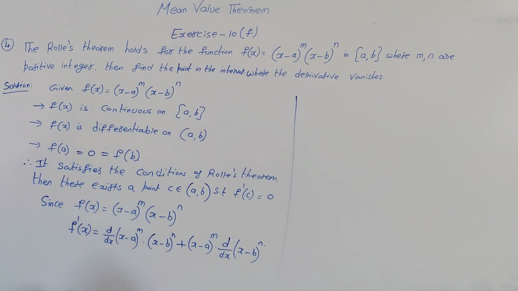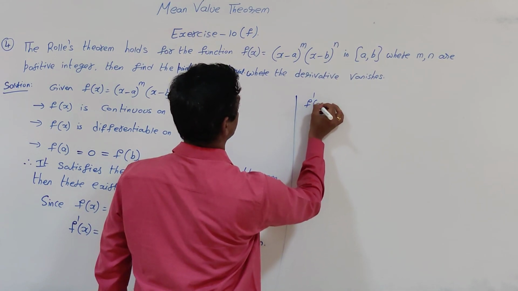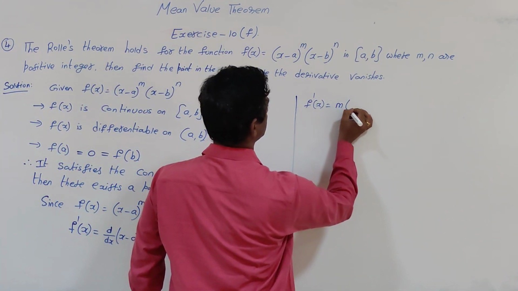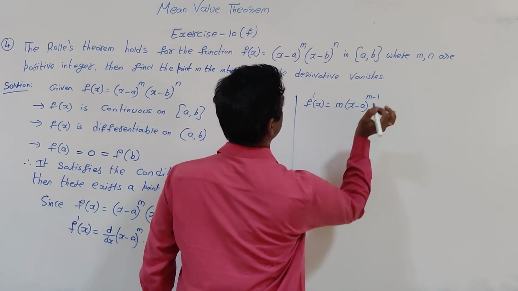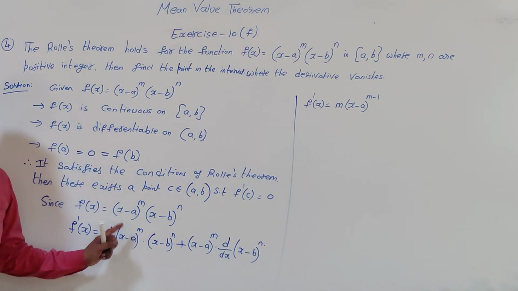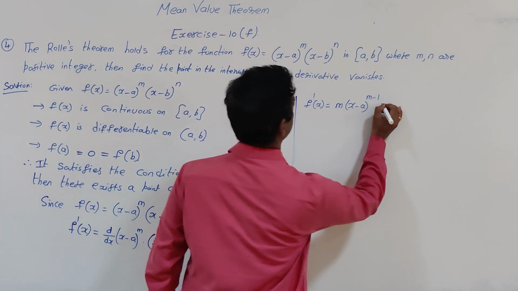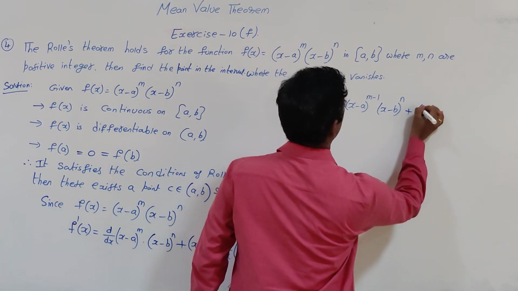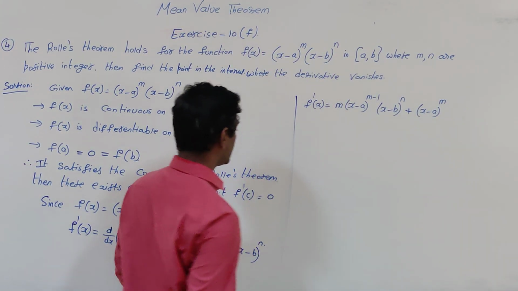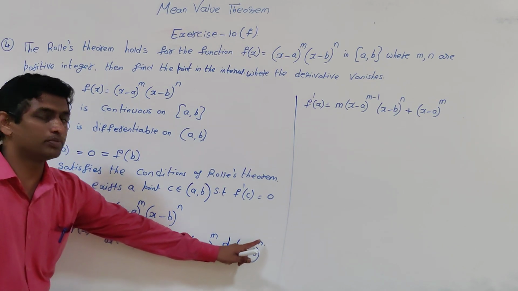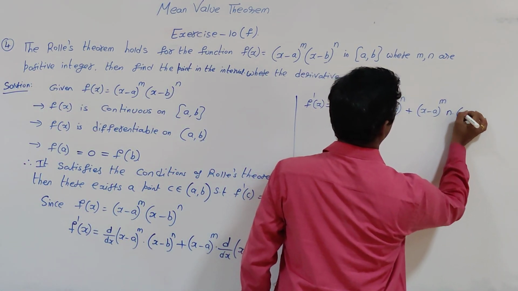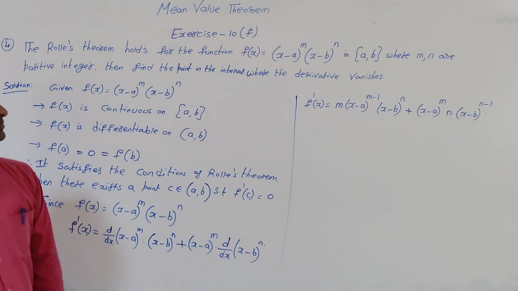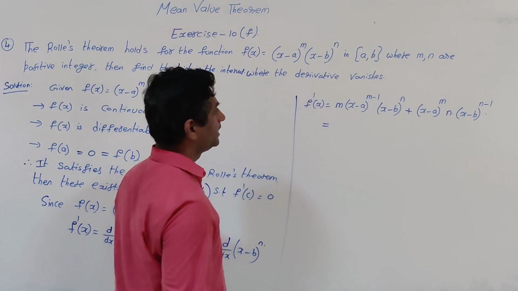Now, f dash of x is equal to the derivative of x minus a whole to the power of m, which gives m into x minus a whole to the power of m minus 1, into the derivative of x minus a, which is 1, and x minus b whole to the power of n as it is, plus x minus a whole to the power of m as it is, and the derivative of x minus b whole to the power of n gives n into x minus b whole to the power of n minus 1, into the derivative of x minus b, which is 1.